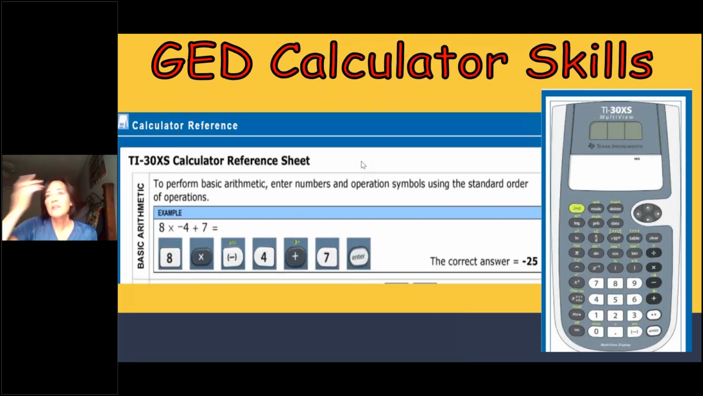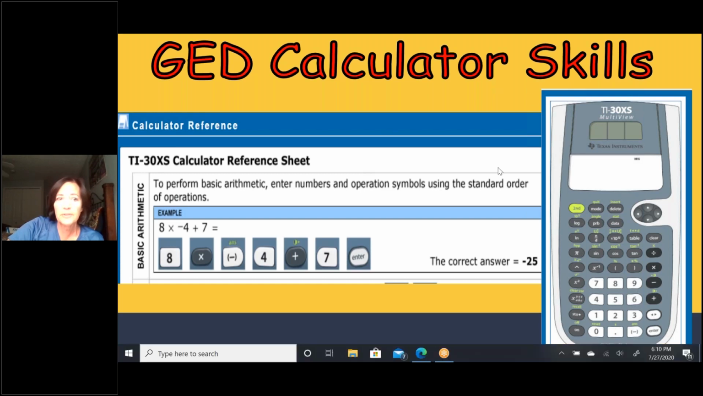Okay, on the practice test that I gave you the website for, there are lots of reference sheets, and you can work through these on your own. I just wanted to point out a couple of things while we're here. Basic math, I think most of us can use a calculator. One thing I wanted to make sure I pointed out, though, they were punching in 8 times by -4 plus 7.